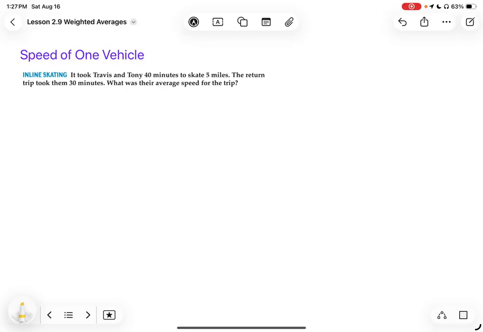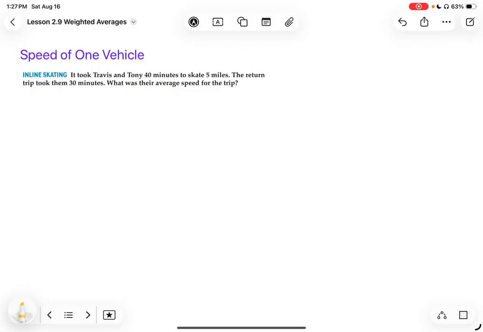Okay, so we're trying to find speed in this problem. It says it took Travis and Tony 40 minutes to skate 5 miles. The return trip took them 30 minutes. What was their average speed for the trip? So obviously, they are not going the same speed there as they came back.